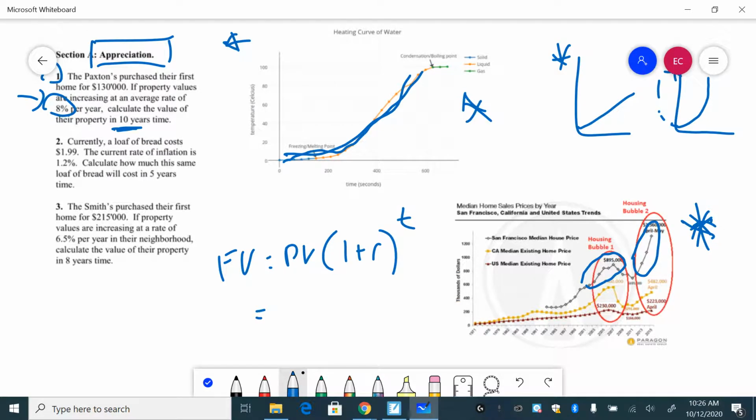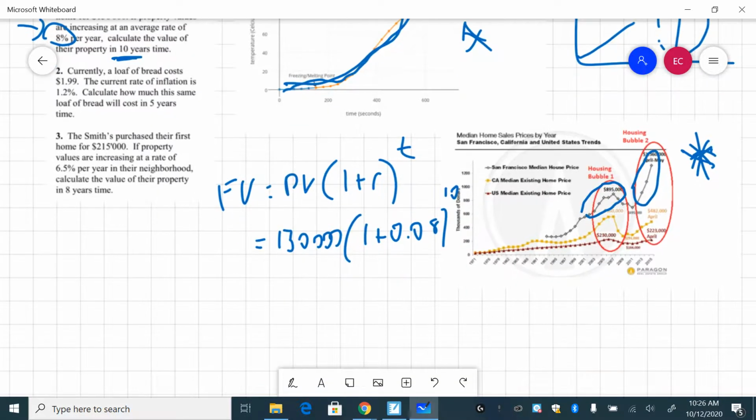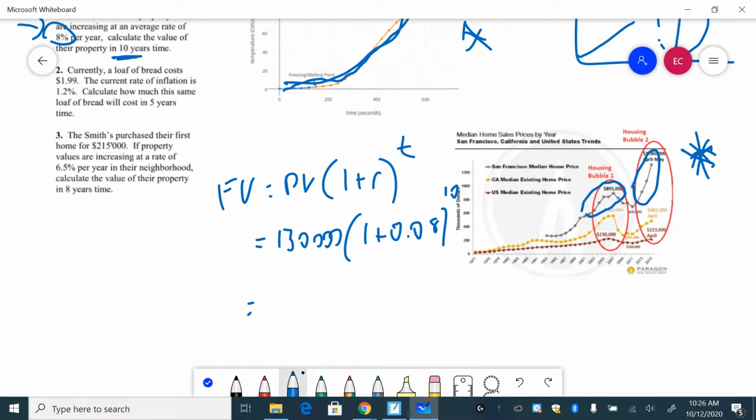So present value right now, it's worth $130,000. 1 plus 8%, so that's your R, and it's 8 divided by 100 to make it the decimal, so 0.08, and the exponent is 10. And so all you're going to do in your calculator is follow BEDMAS. So I'm just going to punch it in. So do brackets first. So 1 plus 0.08. So I did that. So I've got 1.08 on my calculator.